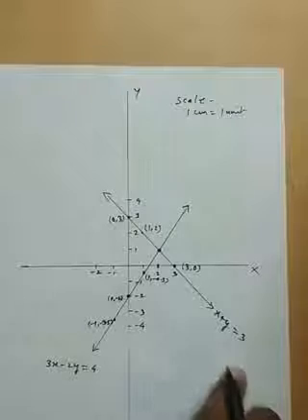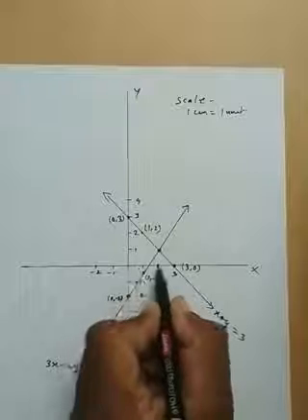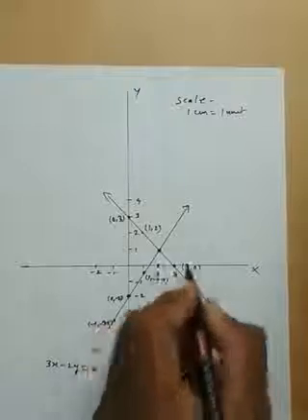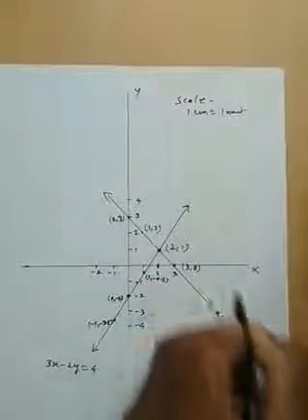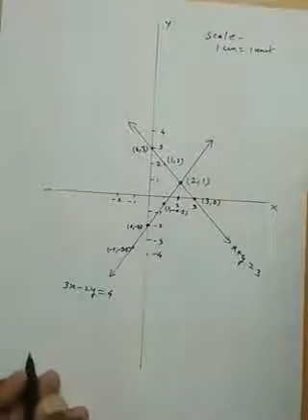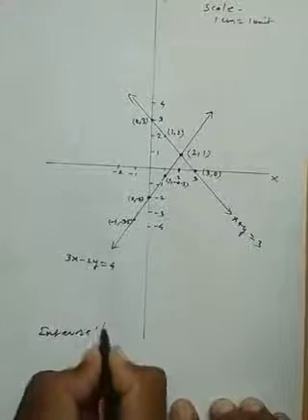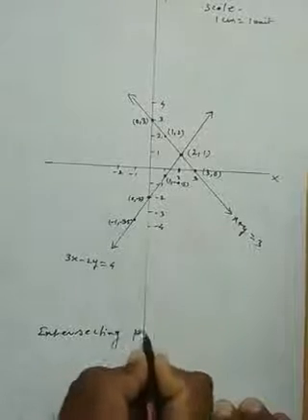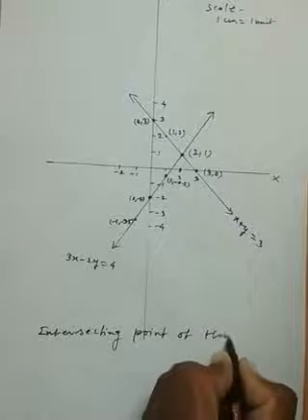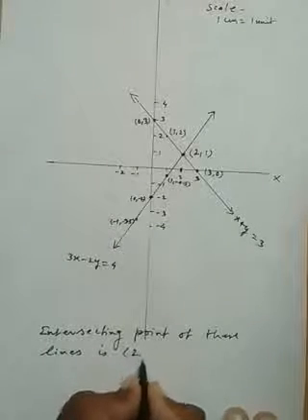The graphs of both the lines intersect at a point, and this point is, first move 2 units on the x-axis and then 1 unit on the y-axis. So (2, 1) is the intersecting point. So the intersecting point of these lines is (2, 1).